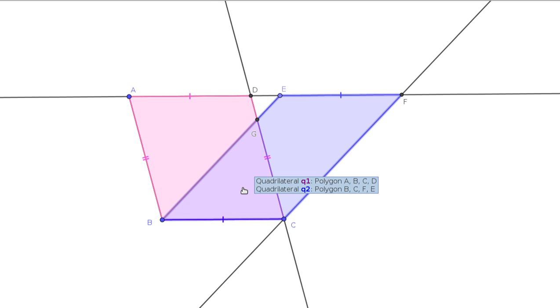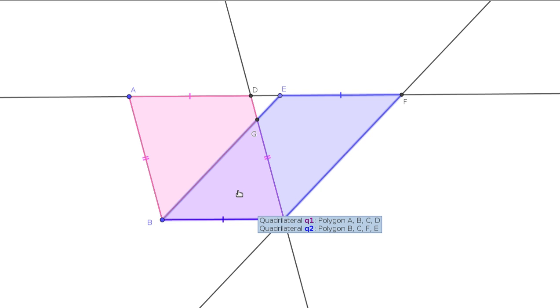And so because we add the same amount to the areas of each trapezoid, and the areas of the two trapezoids are equal, those two resulting areas have to be equal, and therefore the areas of the two parallelograms must also be equal.